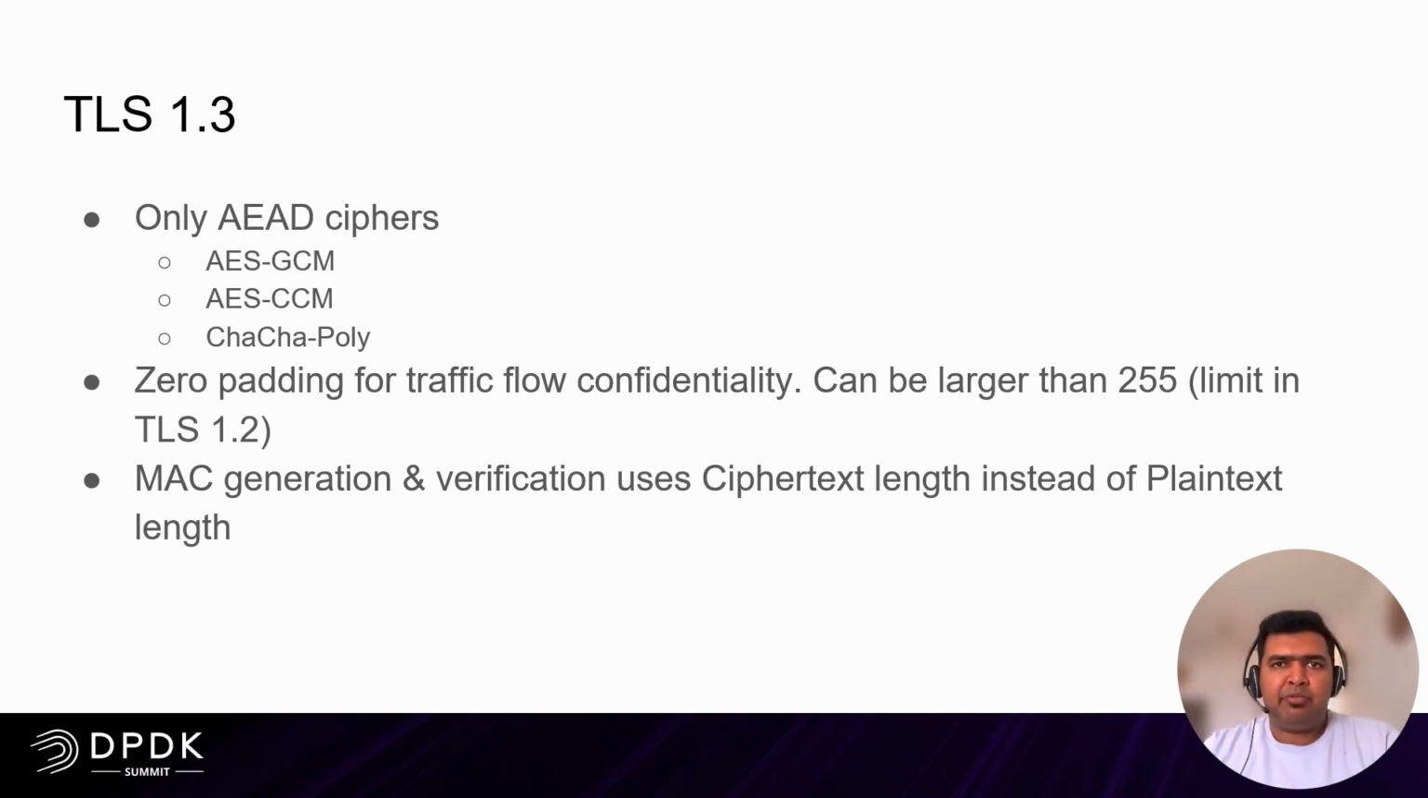MAC generation and verification uses ciphertext length instead of the plain text length to simplify the decryption or TLS read operation. So earlier we discussed the padding being variable and the requirement to use the plain packet length, complicating the digest verification case. In TLS 1.3, the spec states that the MAC generation is based on the ciphertext length instead of the plain text length. Do note that the differences between TLS 1.2 and TLS 1.3 can itself be a one hour topic. The ones highlighted above are just a few that impacted some of the DPDK API changes.